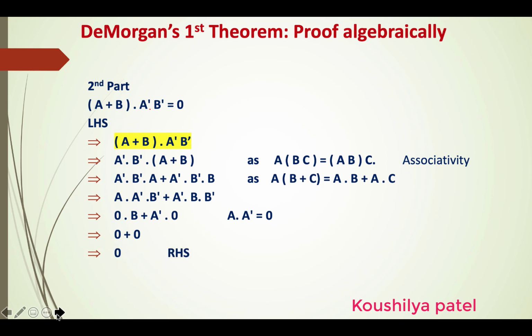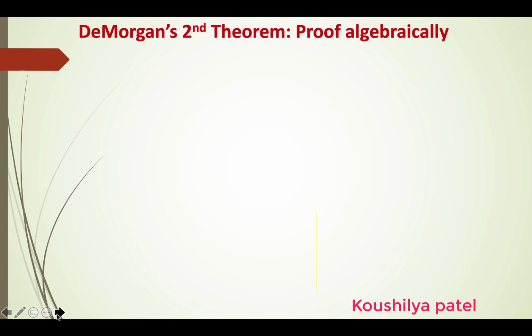Now we are getting the right hand side. In this way, we are able to prove De Morgan's first theorem using the algebraic method. Now we'll prove the second theorem using the algebraic method. The second theorem states (A into B) whole complement equals A complement plus B complement.